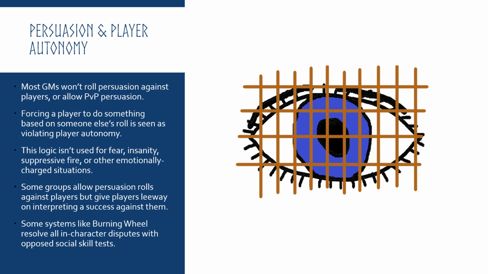The reason that so many GMs are afraid of doing this sort of thing is because compelling player behavior on the basis of somebody else's role is seen as a violation of player agency. Now, interestingly, this sort of logic is usually only used for social interactions, and not for, say, rolling for fear, insanity, suppressive fire, or any number of abilities that actually do compel the way players act.